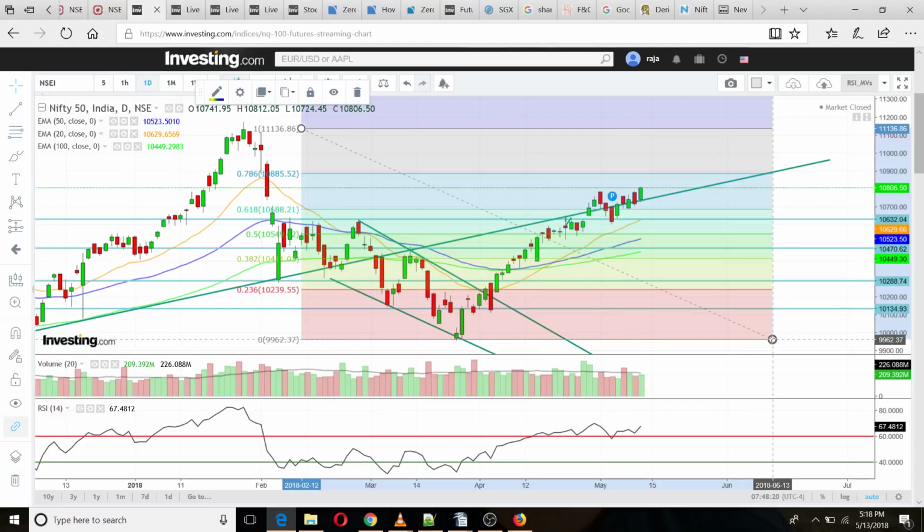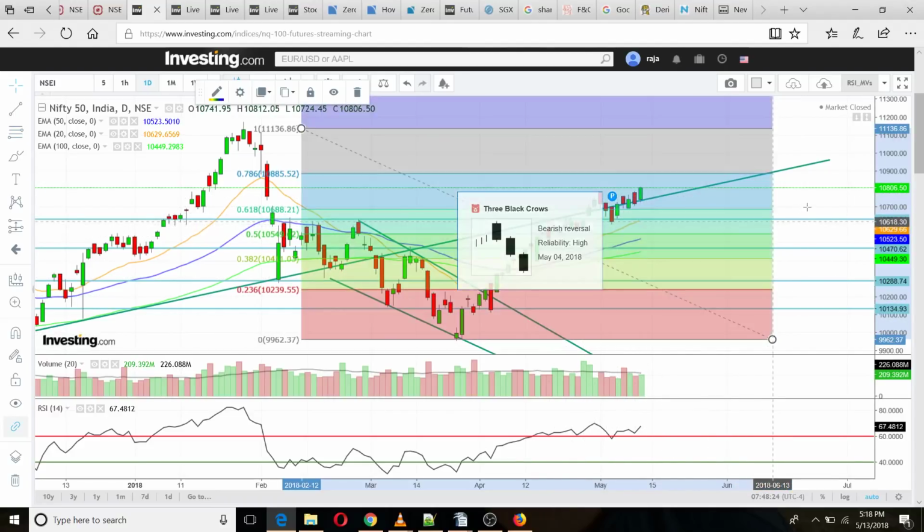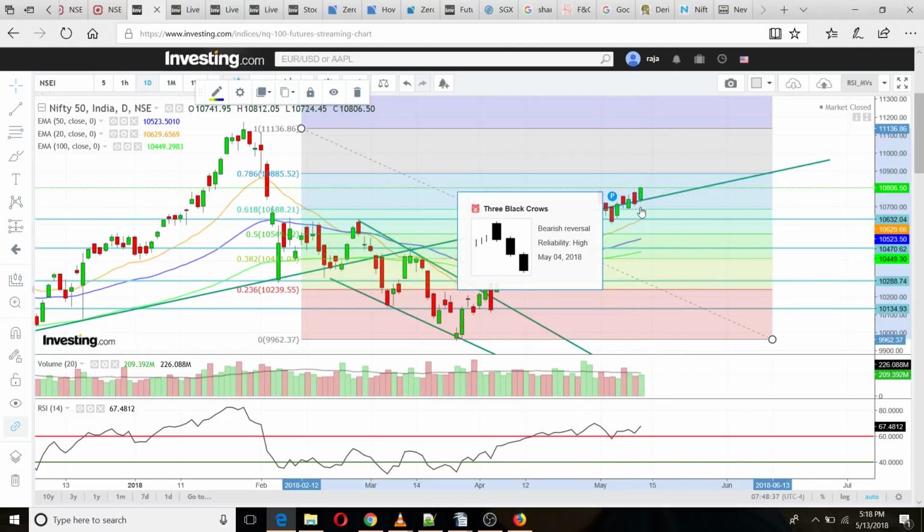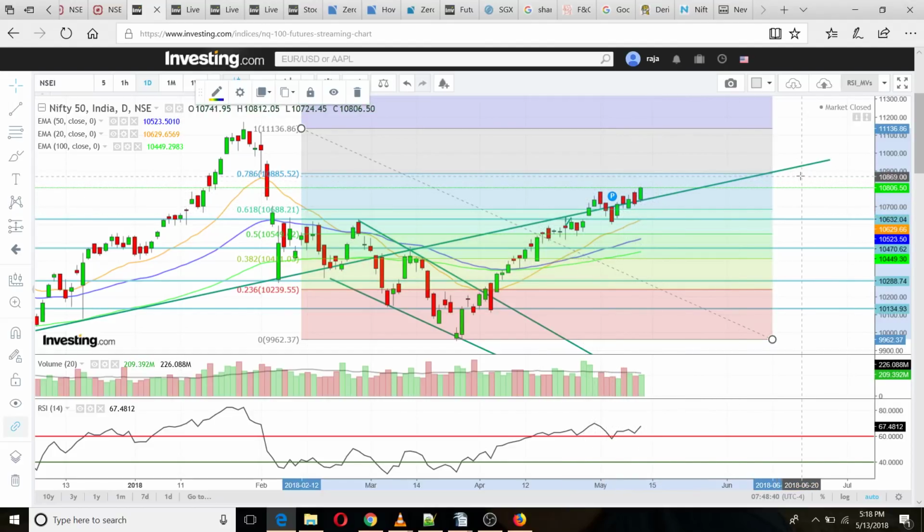If you see this, we are somewhere at the 61.8% retracement level, and we are currently moving upwards. I will not say that this is a comfortable level. We have been moving around that level for so many days, and possibly what I'm expecting is a level of around 10,887 or 90.